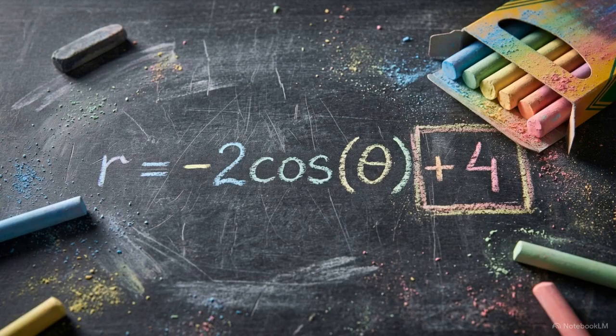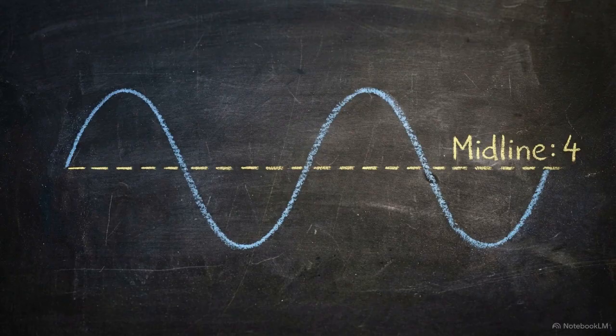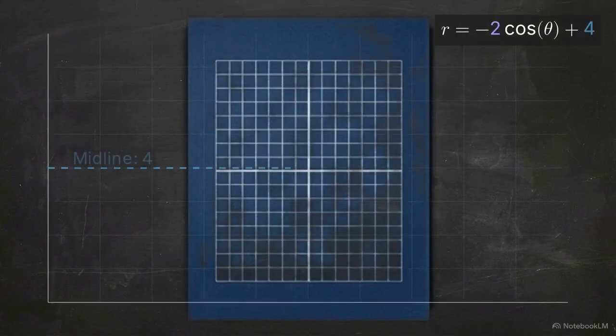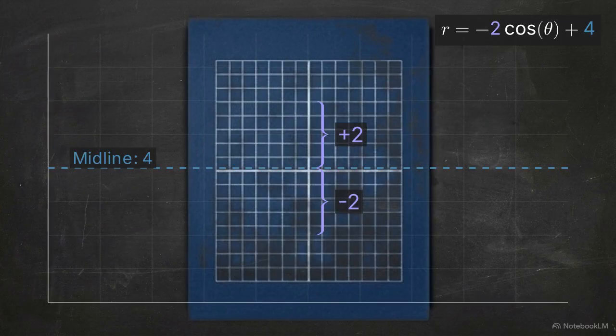Look at the plus 4 at the end. That is our vertical shift. The vertical shift tells us the exact center of our standard wave. So our midline sits precisely at 4. Next, we look at the amplitude. The coefficient of 2 determines how far the wave stretches above and below that midline of 4.